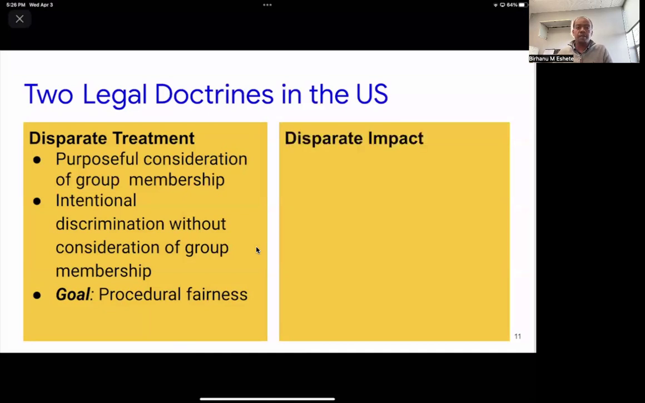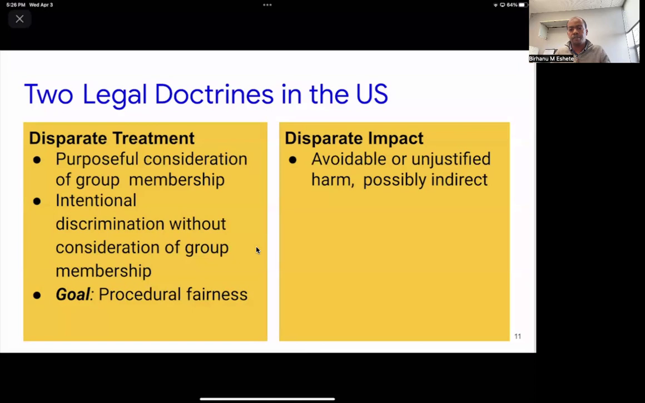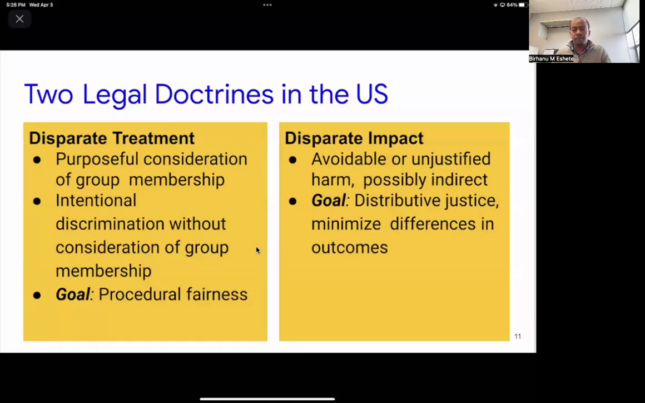The other doctrine is called disparate impact. The idea here is to address a situation where you have an avoidable or unjustified harm, and this could happen indirectly. And the goal is what we call distributive justice, right? So procedural fairness versus distributive justice. The idea is basically to minimize differences in outcomes. For example, if you are dealing with two groups of people, let's say females and males, you want to balance the outcomes so that one is not adversely affected compared to the other. Okay, so there are those two legal doctrines. So the fairness mechanism that you're going to incorporate into the machine learning pipeline could be affected by which doctrine you're going to follow.